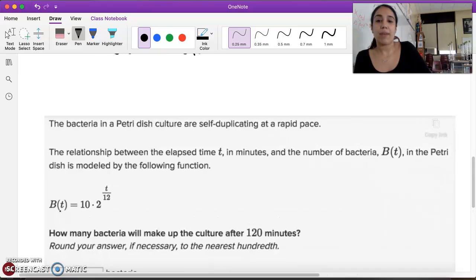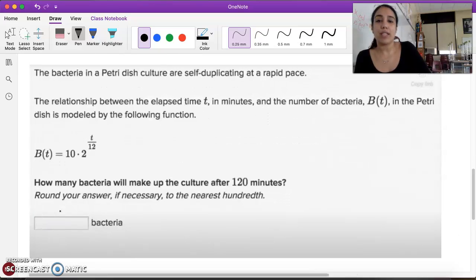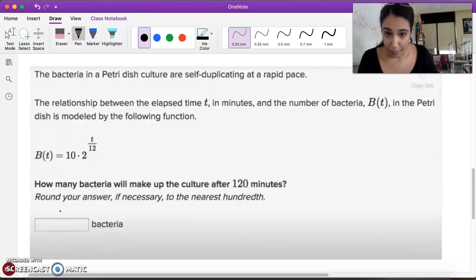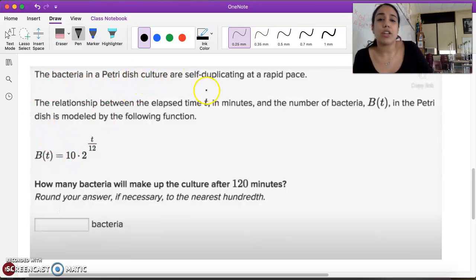So we have the bacteria in a Petri dish culture are self-duplicating at a rapid pace. I don't know why, in my head, I saw Petri dish culture and I thought of food immediately. I was like, oh, yum. And then I was like, wait a second. Duplicating bacteria. Nope.